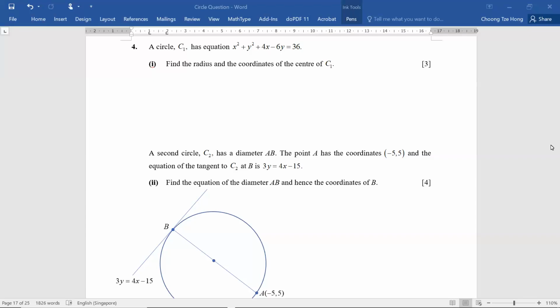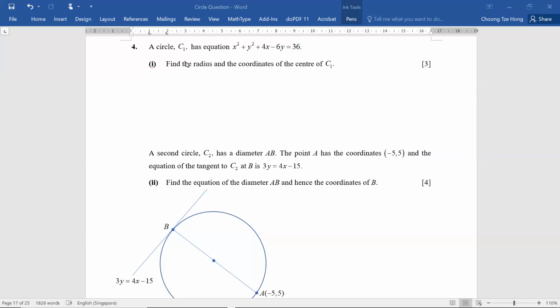Hi students, in this video I'll be going through the 2014 O-Level Paper 2 question 10. This is a question regarding circles. A circle C1 has the equation x squared plus y squared plus 4x minus 6y equals 36. It's a very standard question for part 1. They want you to find the radius and the coordinates of the center of C1.